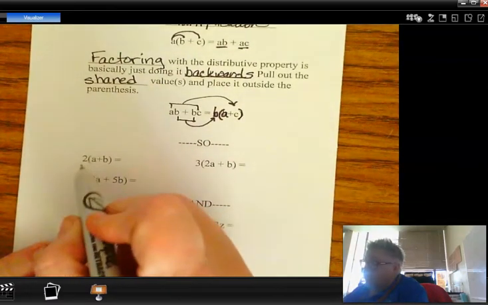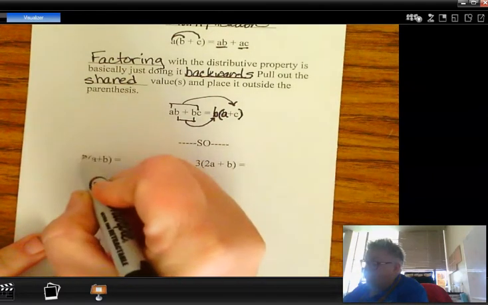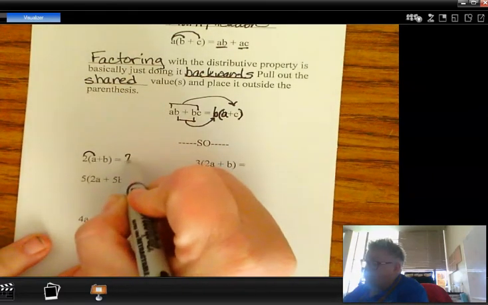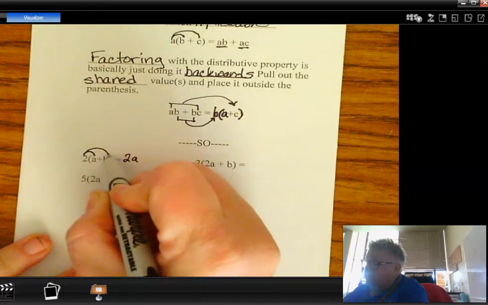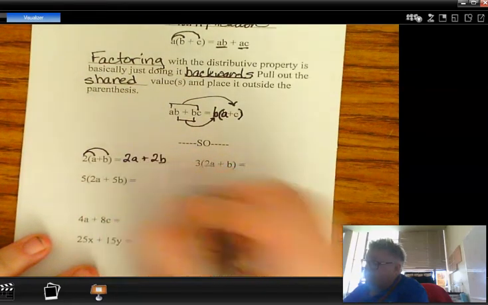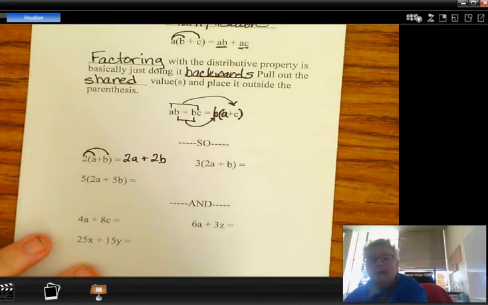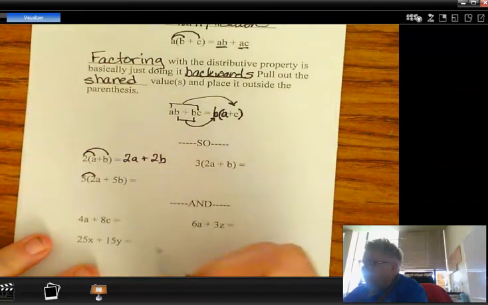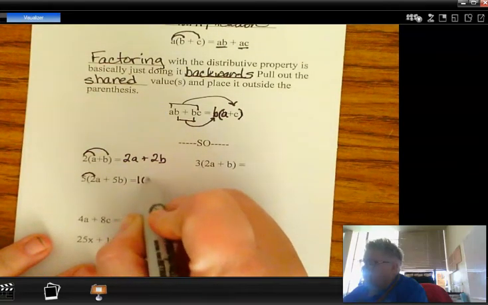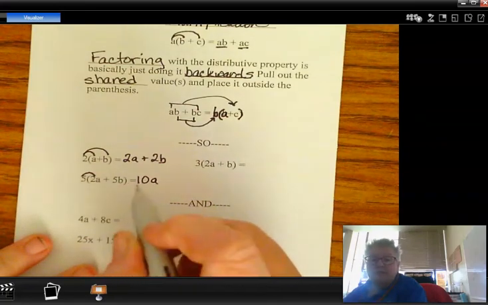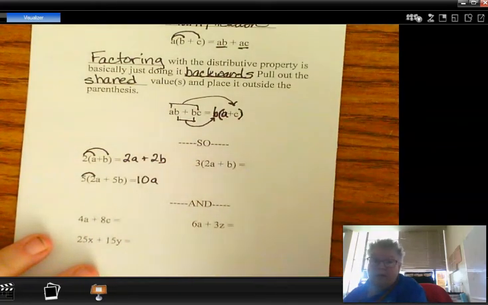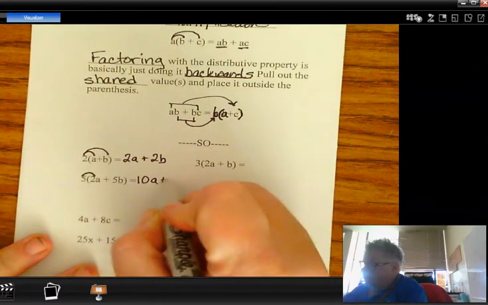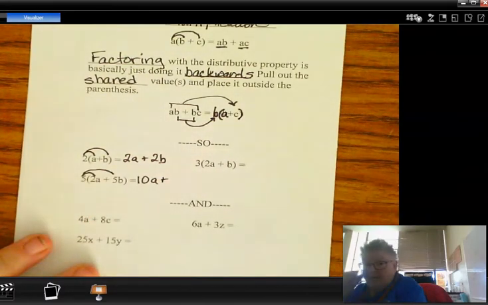So here's some examples. We've got 2 times the quantity of A plus B. If we're going to distribute, we've got 2 times A plus 2 times B. Not so difficult. Here we've got 5 times 2A. Well, that would be 10A because 5 times 2 is 10. And we don't know what A is, so we just have to keep it. Plus 5 times 5B. Well, it's going to be 25B.